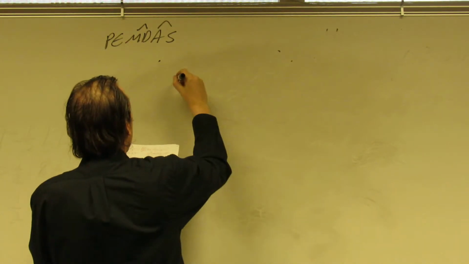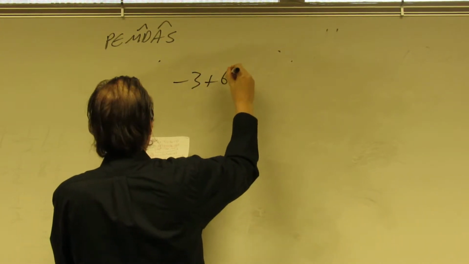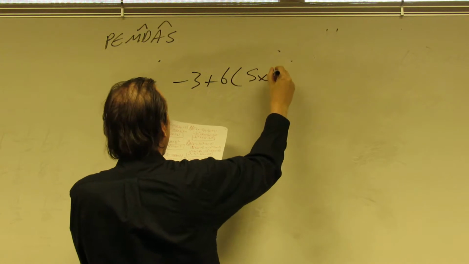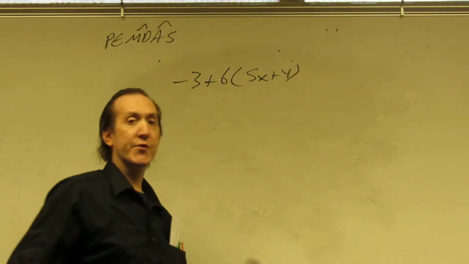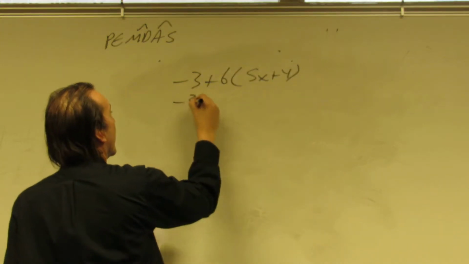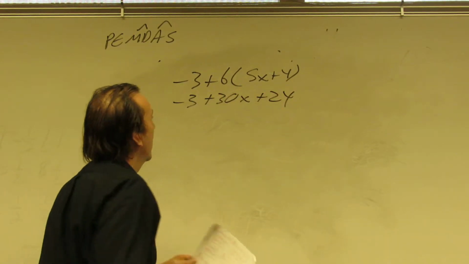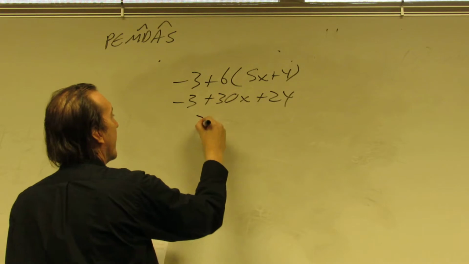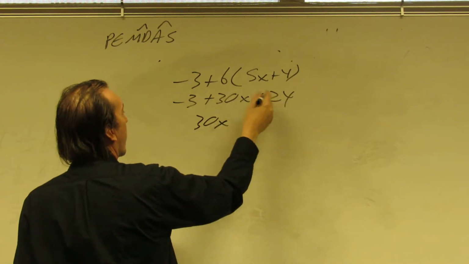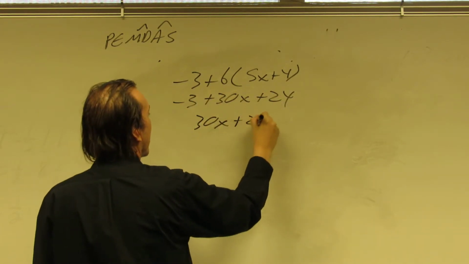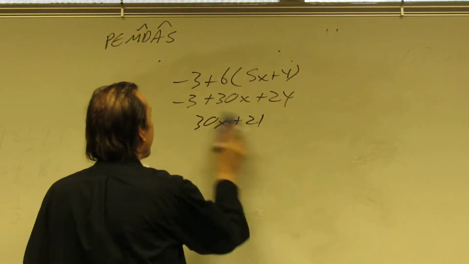Next, we have negative 3 plus 6 in parentheses 5x plus 4. First thing we do is distribute. So negative 3 plus 30x plus 24. Now combine like terms. We have a 30x, and 24 minus 3 is plus 21.